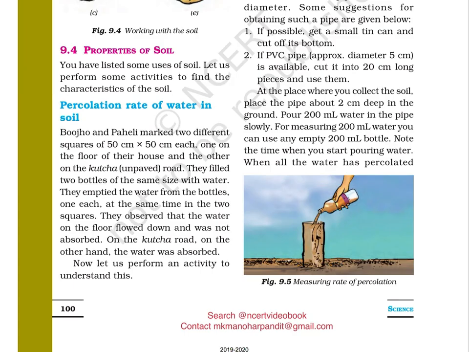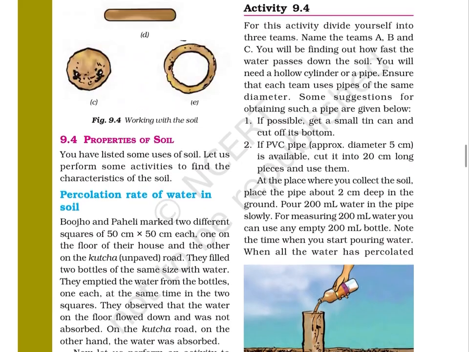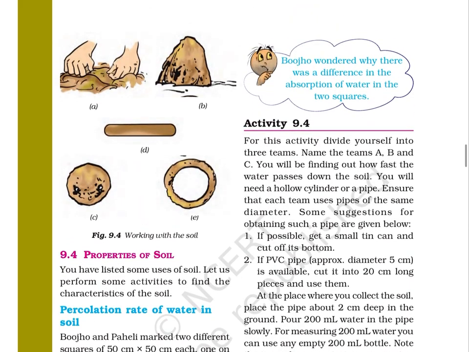They observed that the water on the floor flowed down and was not absorbed. On the kacha road, on the other hand, the water was absorbed. Now, let us perform an activity to understand this. There's a thought bubble given here. A picture of Bojo is next to it. Bojo wondered why there was a difference in the absorption of water in the two squares.